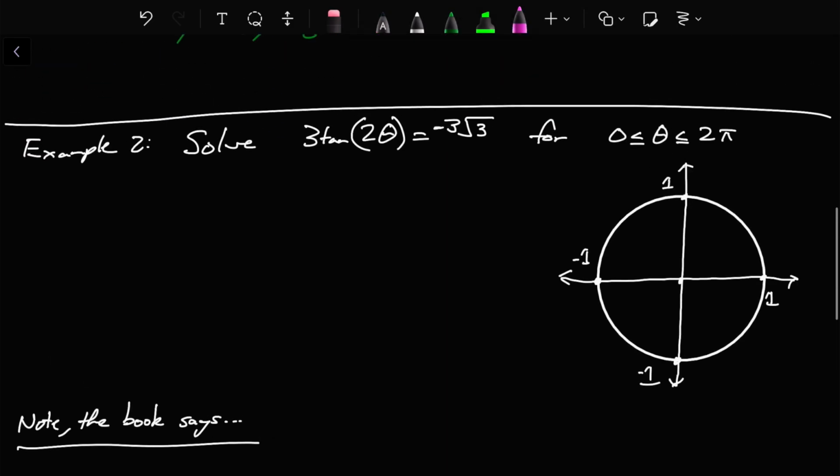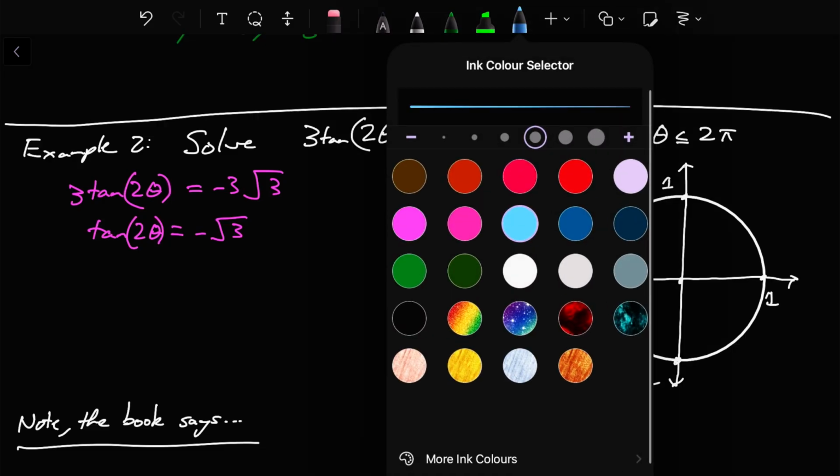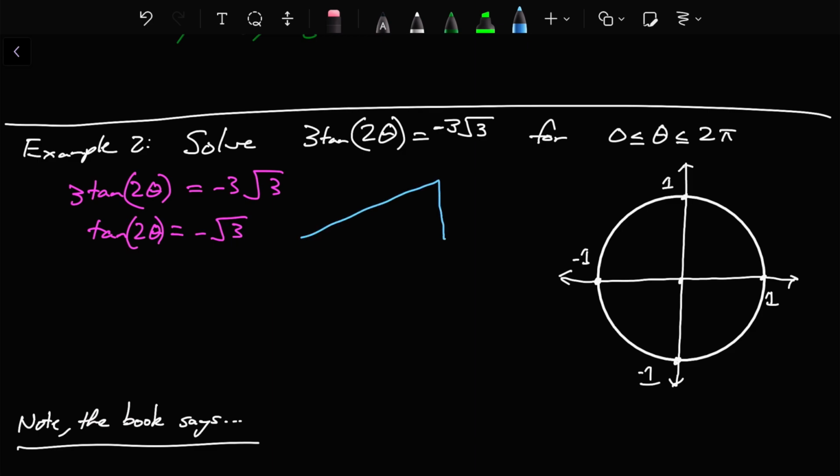Just solve it algebraically. 3 tan 2 theta is equal to negative 3 root 3. So we divide by 3. Tan of 2 theta is equal to negative root 3. Cool. Okay, so now at this point in time, we figure out, okay, well, what... We just do the same thing. So we draw our unit circle, but not our unit circle, our exact value triangle, and we're trying to figure out what angle gives us a tan value of negative root 3.